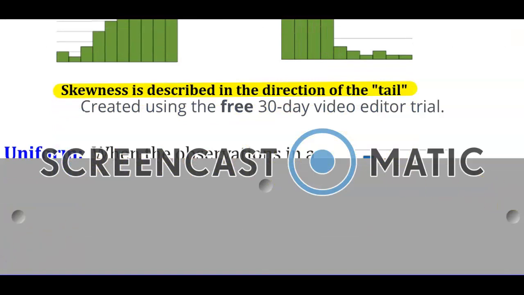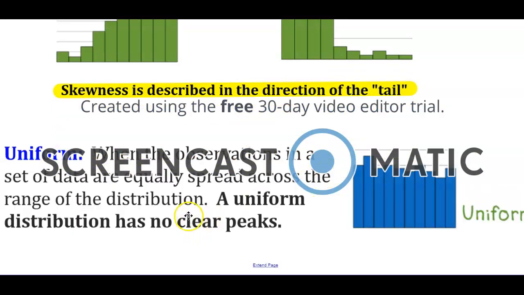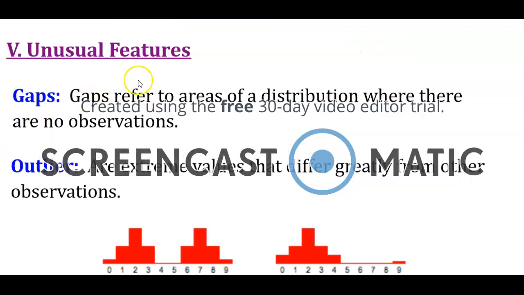So, and then the last type that we talk about are what are called uniform distributions, where the observations of the data pretty much has everybody being at roughly the same height. So those are our different classifications. Next up, some unusual features that can throw things off.